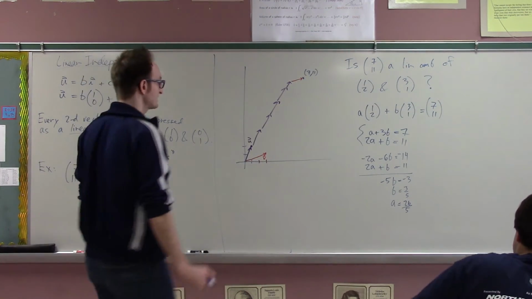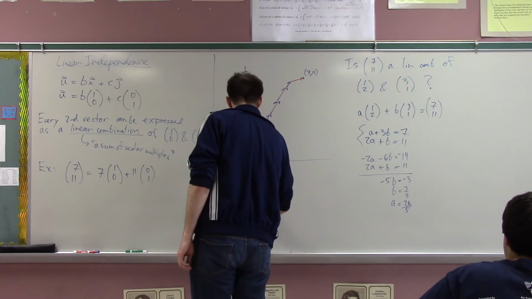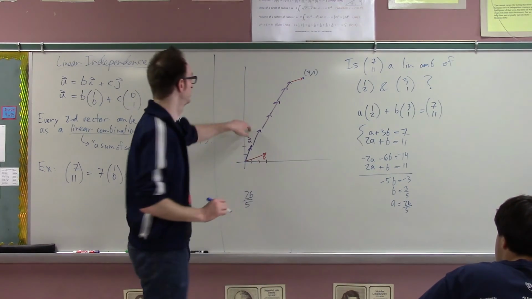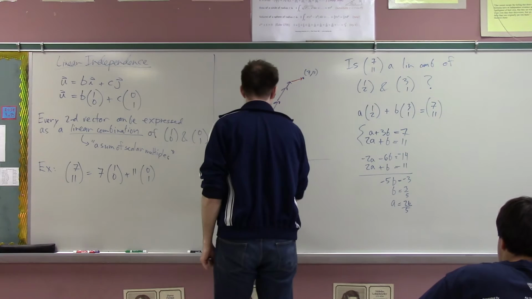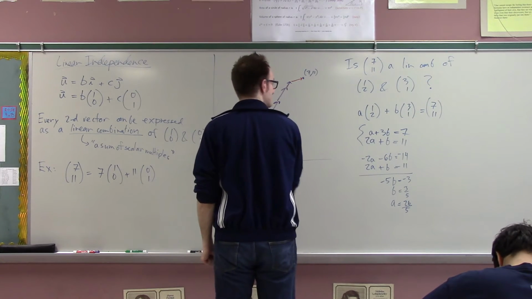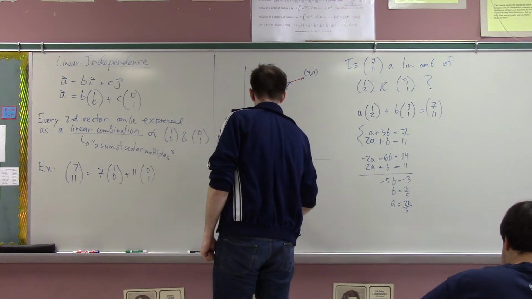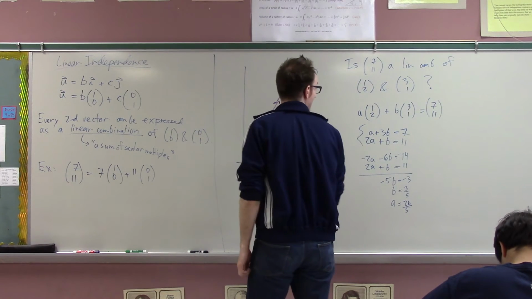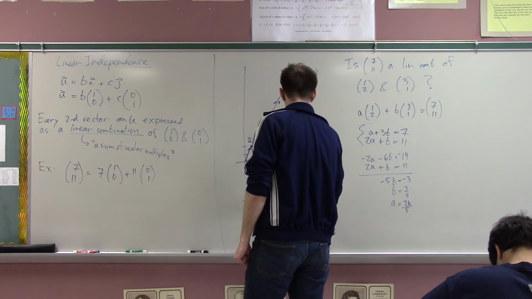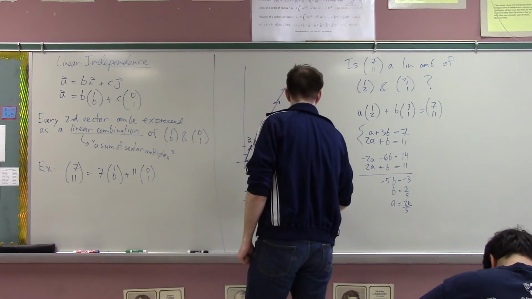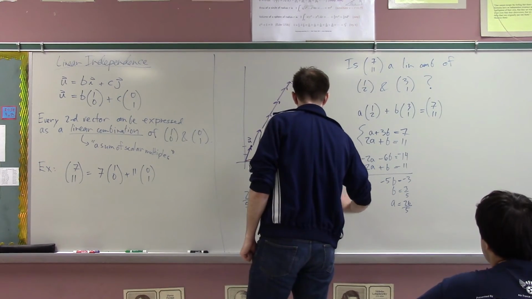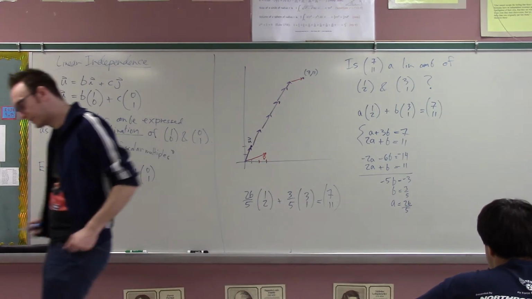Here is what this tells me. This tells me that if I ride the U train 26 fifths times, a little bit more than 5, and then I ride the V train 3/5 times, I'm going to get to the vector (7, 11). Okay, cool.